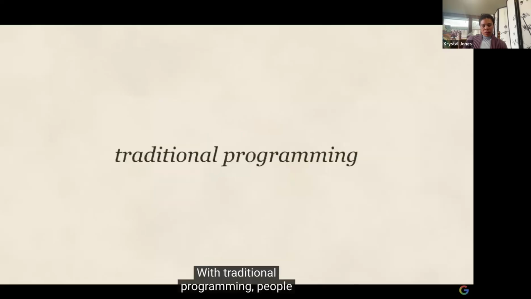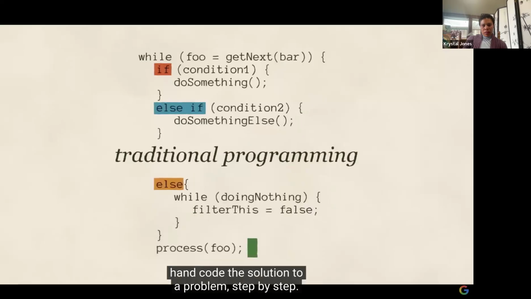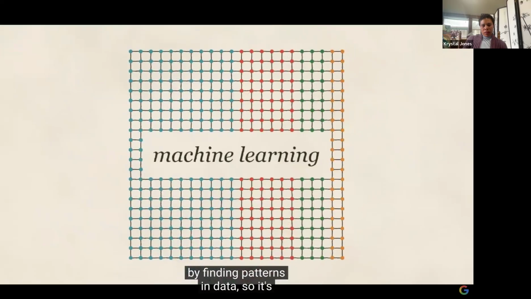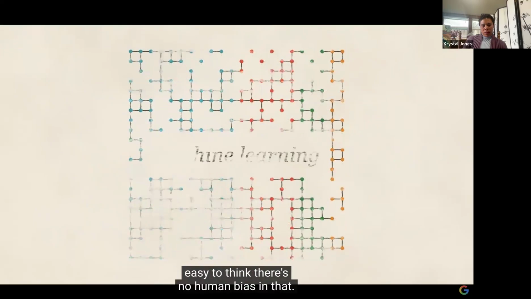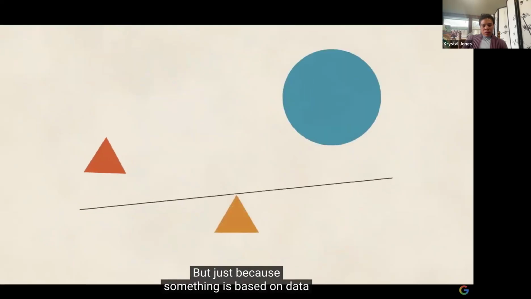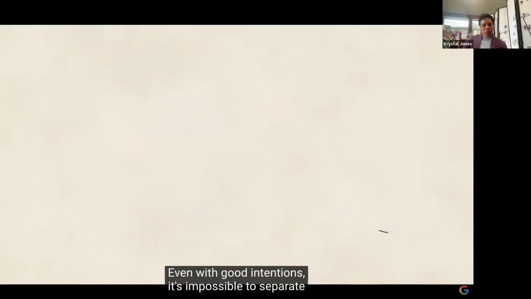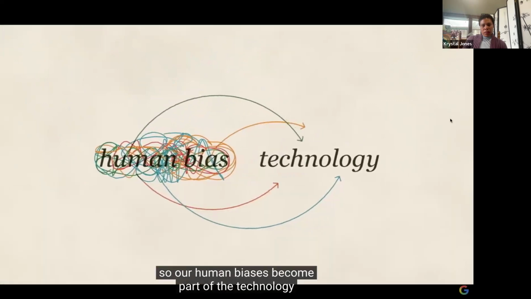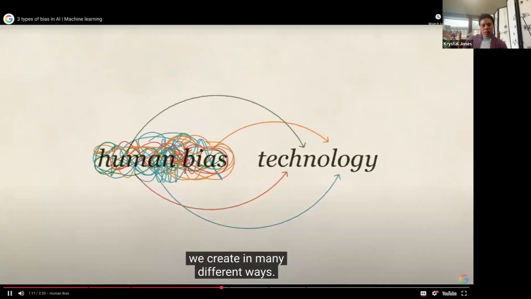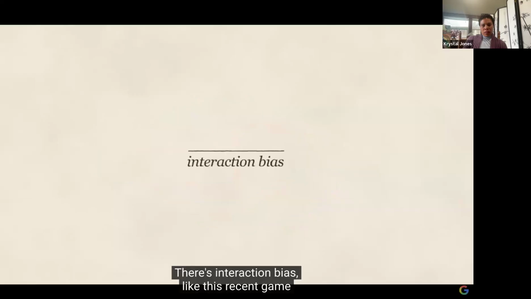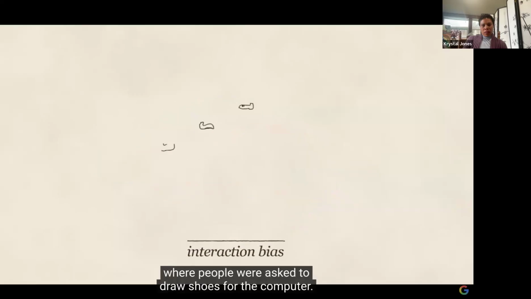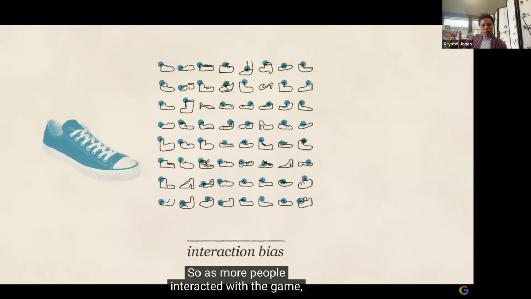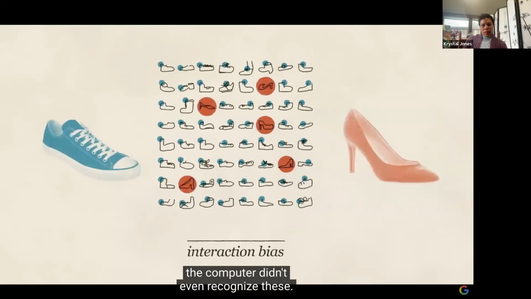With traditional programming, people hand code the solution to a problem, step by step. With machine learning, computers learn the solution by finding patterns in data. So it's easy to think there's no human bias in that. But just because something is based on data doesn't automatically make it neutral. Even with good intentions, it's impossible to separate ourselves from our own human biases. So our human biases become part of the technology we create in many different ways. There's interaction bias, like this recent game, where people were asked to draw shoes for the computer. Most people drew ones like this. So as more people interacted with the game, the computer didn't even recognize these.